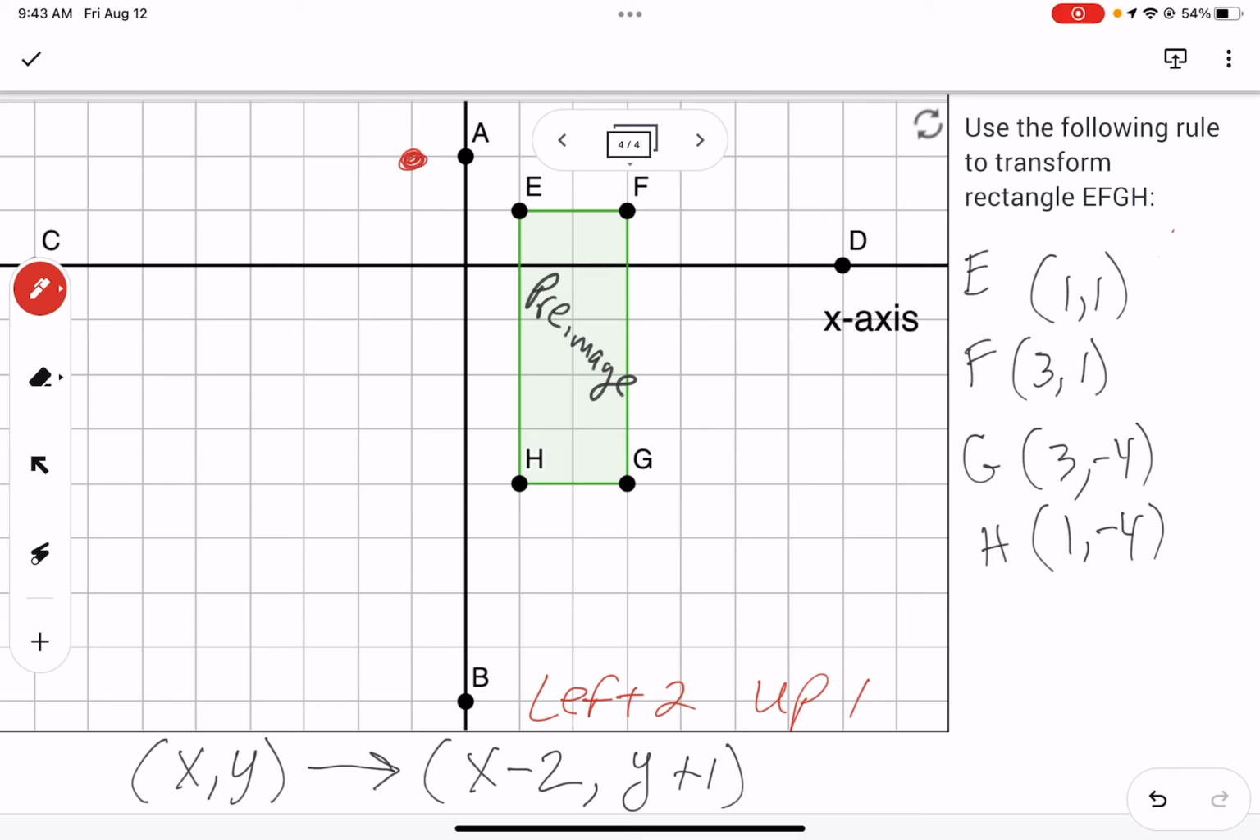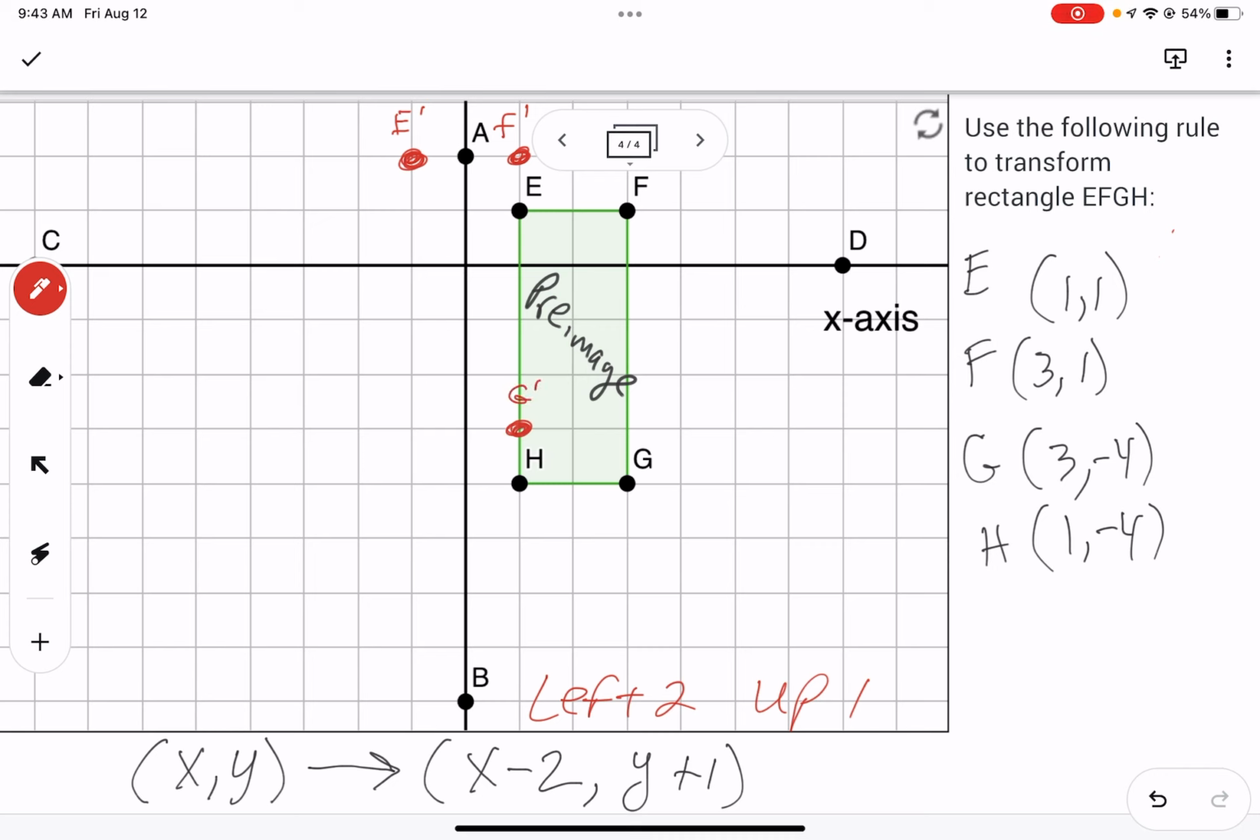And this is E prime. Don't forget to label them because they have to map onto each other. Okay? Let's complete F prime. I am going, again, left 2, up 1, so I will be right there. And this is F prime. Okay, next one is G, left 2, up 1, right there above H. And this is G prime.